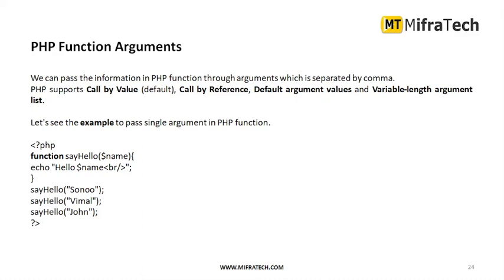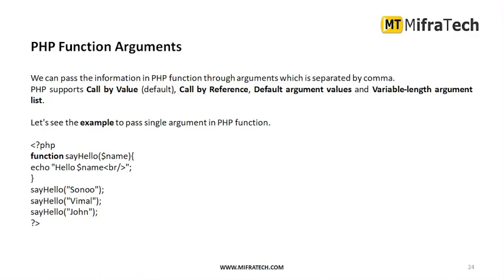PHP function arguments. We can pass information to PHP functions through arguments, which are separated by commas. PHP supports call by value, which is the default. Then we have three other types: call by reference, default argument values, and variable length argument list.